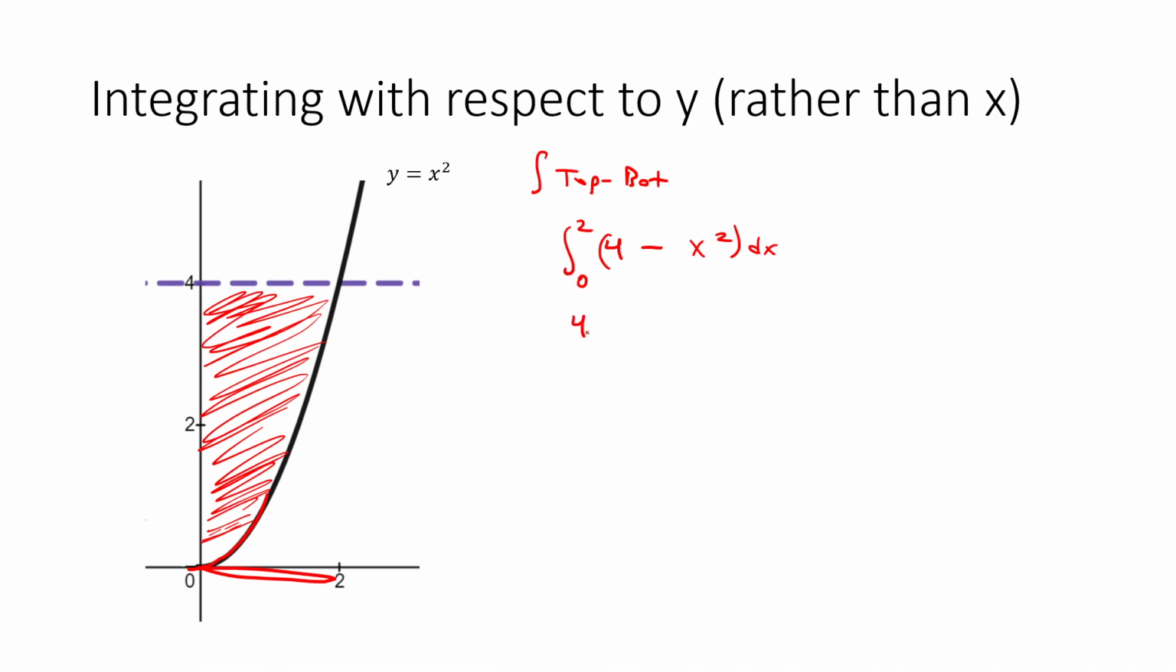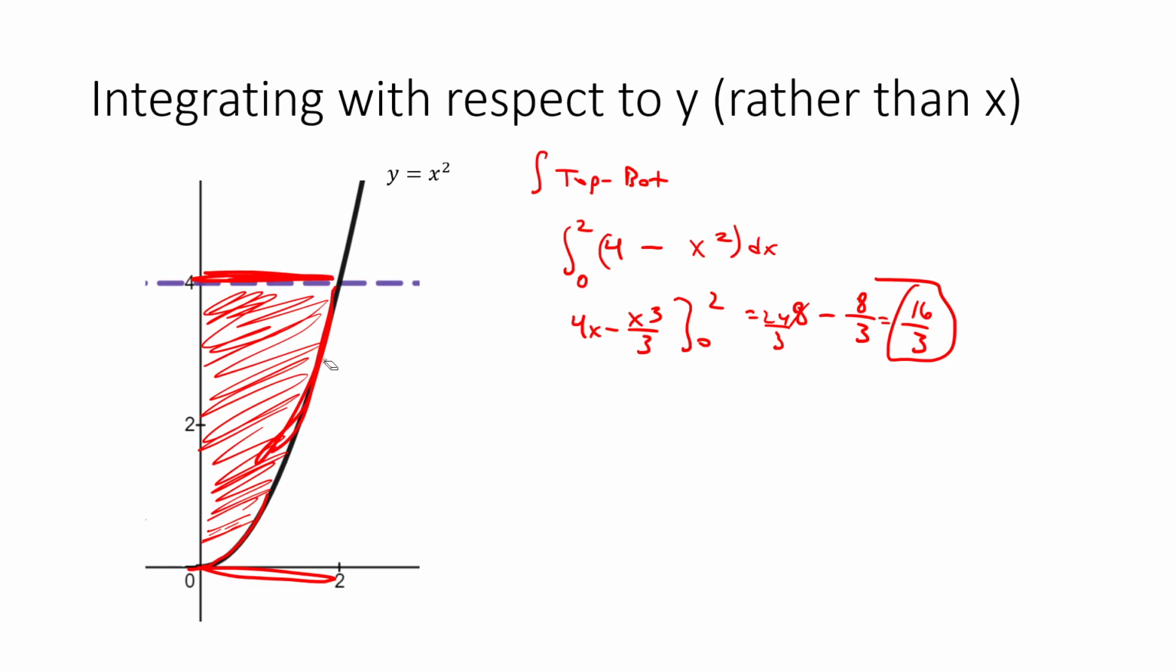So let's do that out real quick. 4x minus x cubed over 3, from 0 to 2. If I plug in 0, that all just goes away, so I really just need to plug in 2. That's 8 minus 8 thirds, which is 24 thirds minus 8 thirds, so this is 16 thirds. Okay, so I thought of this as being my top function, this as being my bottom function.